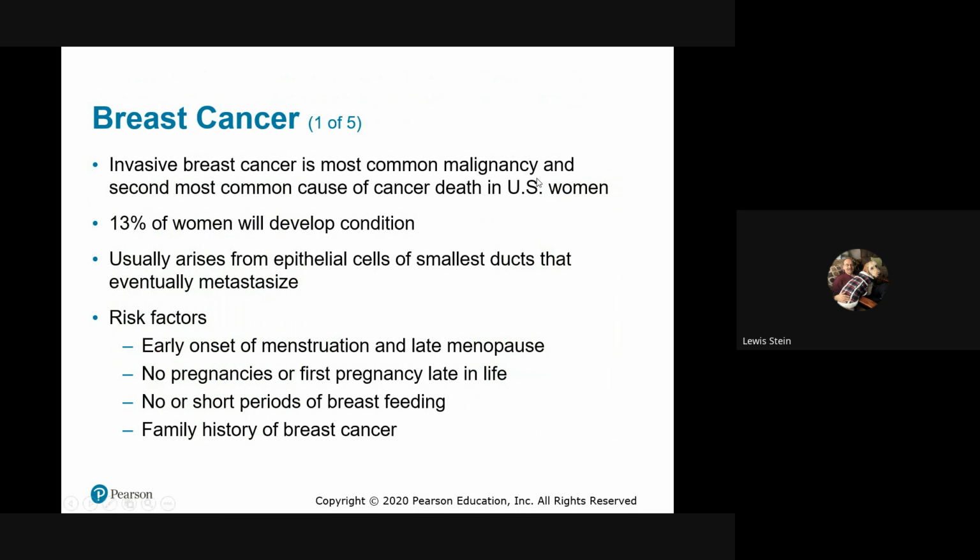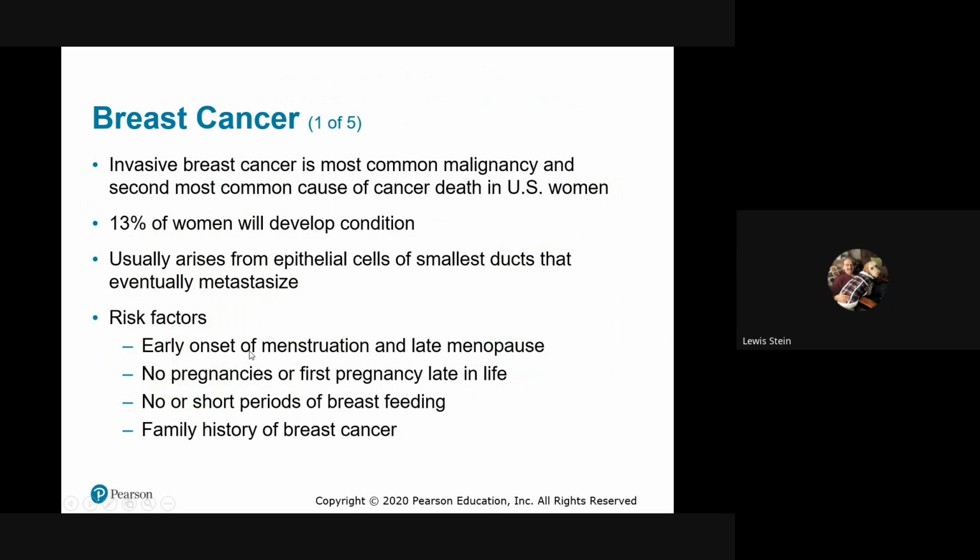So it's the most common malignancy and the second most common cause of cancer deaths in U.S. women. Again, lung cancer would still be number one, at least at the writing of this, and I think that's still true. It's an extraordinarily high number. Epithelial cells in the ducts are very prone to metastasis. They spread. That's the big problem. They can go almost anywhere. Bone is common, just like prostate. Brain is a common one. It's not good. Liver is common, not good.